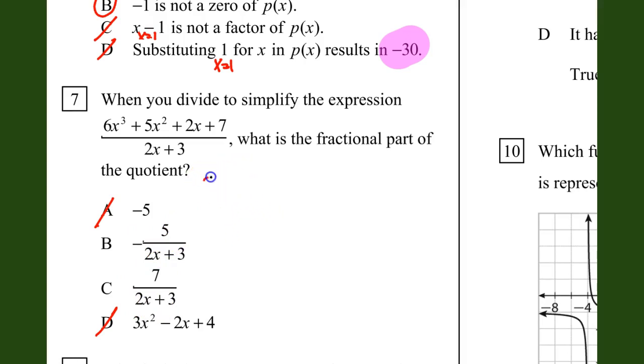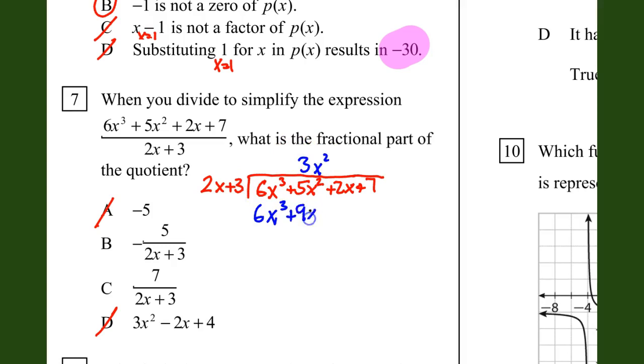We can do it long division method on this one. Just have to write it out. Okay. And let's see here. 2x times what is the 6x to the third? All right, you'll probably come up with 3x squared. So we have 3x squared times 2x gives us the 6x to the third. 3x squared times 3 gives us the 9x squared.